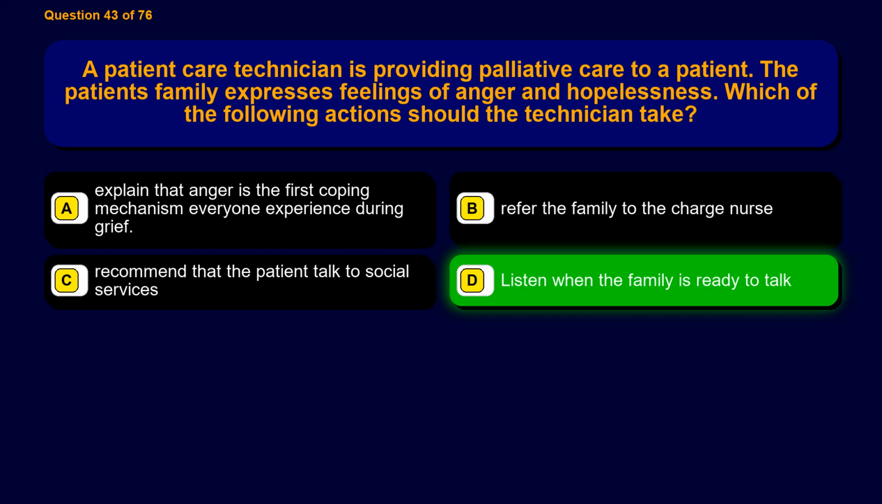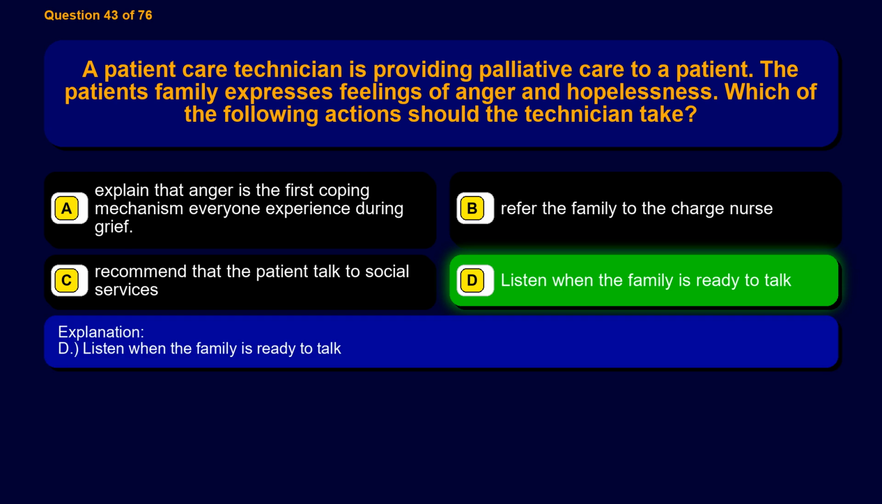The correct answer is option D. Listen when the family is ready to talk. D. Listen when the family is ready to talk.